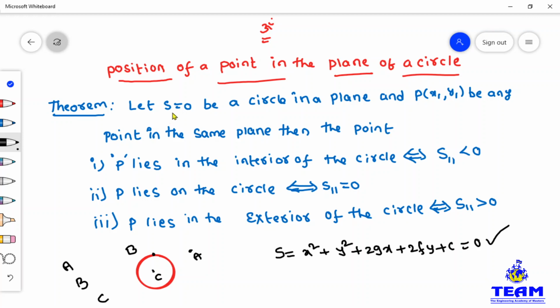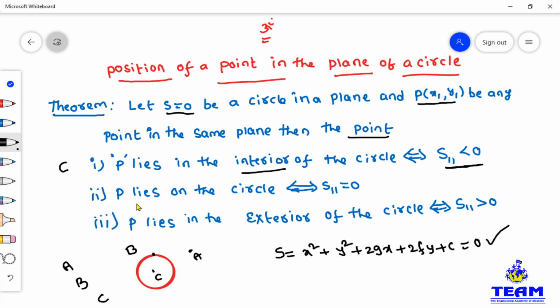The theorem is: let S = 0 be a circle in the plane and P(x1, y1) be any point on the same plane. Then three cases will arise, as we just discussed. First case: P lies in the interior of the circle. The condition is S11 < 0. If S11 < 0, then you can say the point is interior. Here, which is interior? The point C is interior.